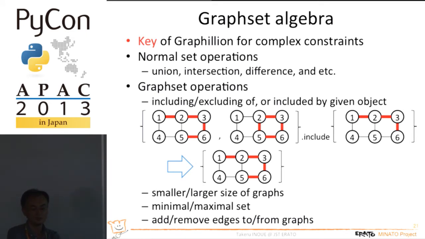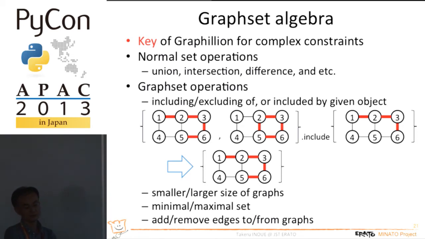Here, I will describe the graph set algebra in detail. As I said, Graphillion provides normal set operations like union and intersection, as Python's built-in set does. In addition, Graphillion defines new operations designed for sets of sets.